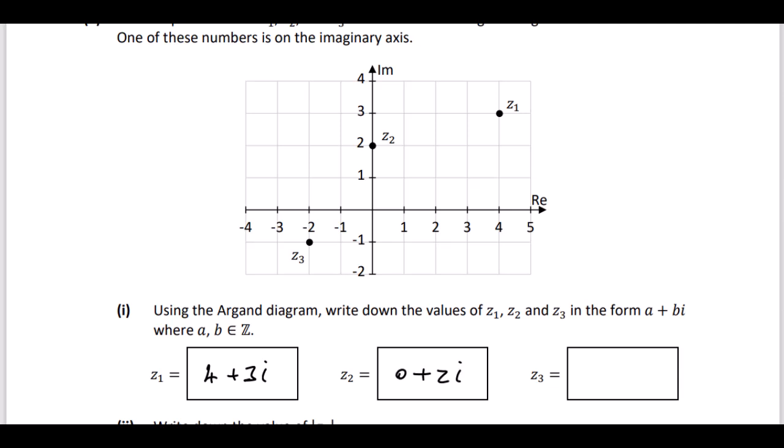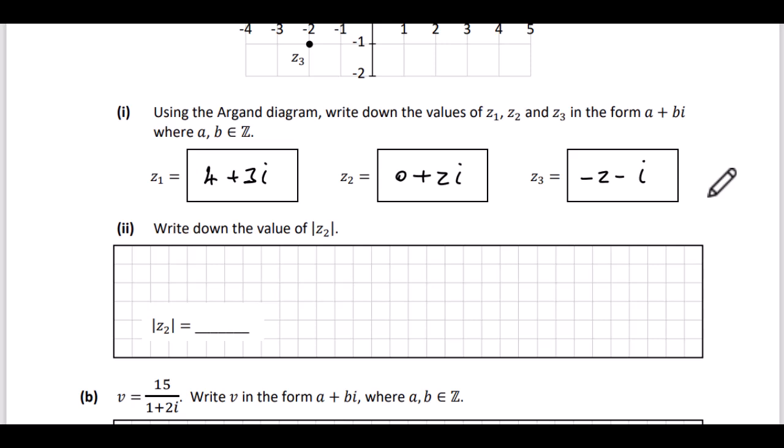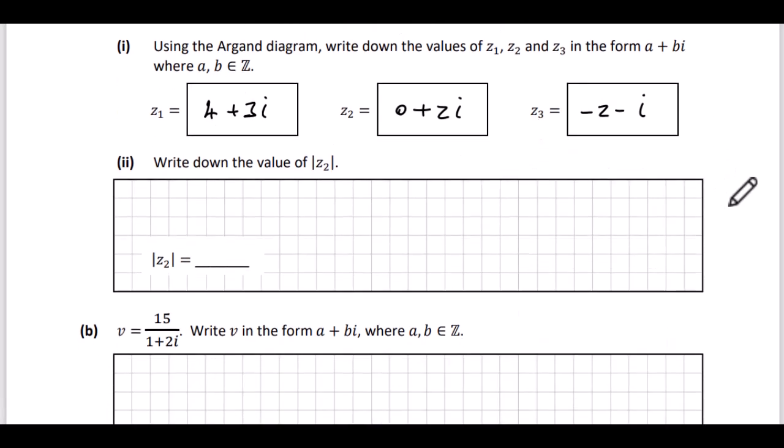And Z3 then is out here, that's minus 2 minus 1i. That's it for part 1. Let's have a look at part 2. Write down the value of the modulus of Z2.